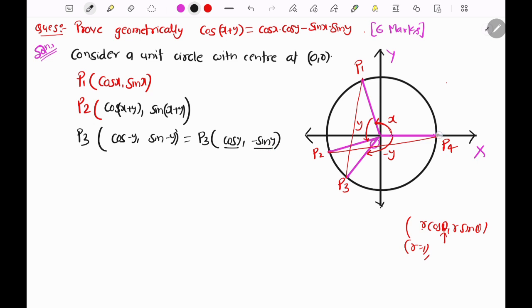Similarly, what is this coordinate, P4? Now you tell me what is the angle of this line OP4 with this x axis itself.